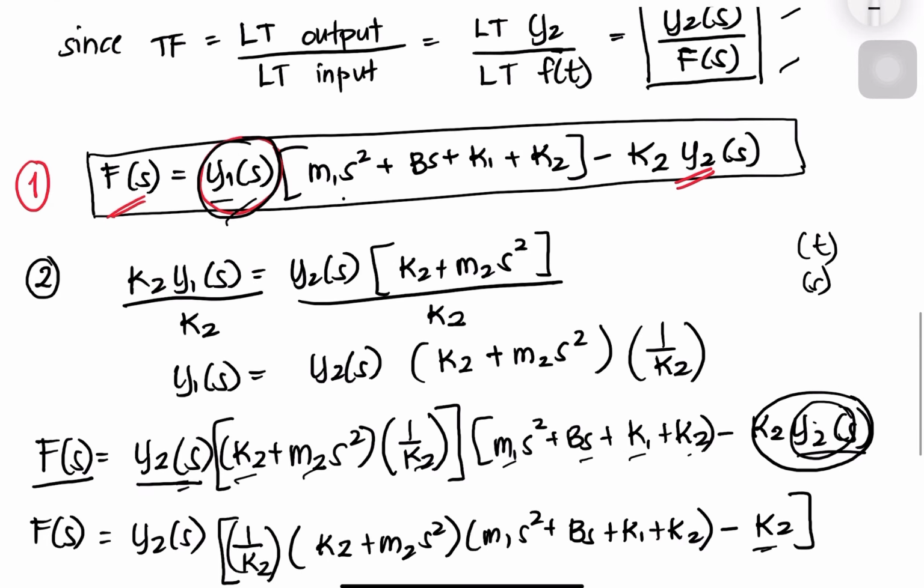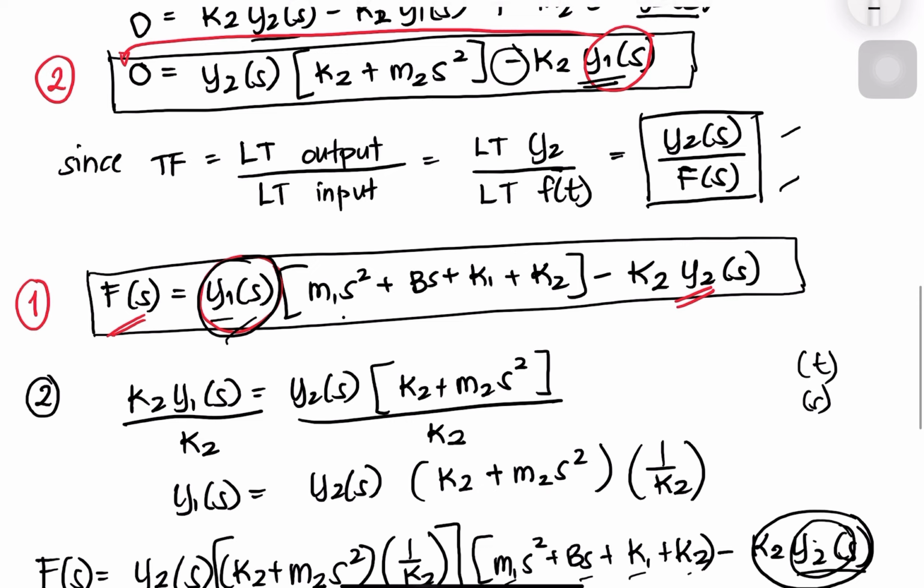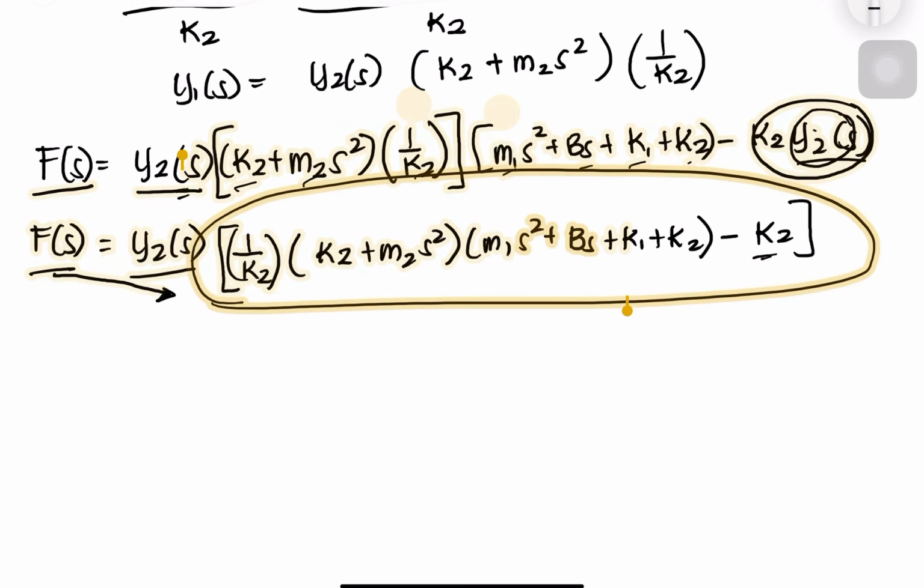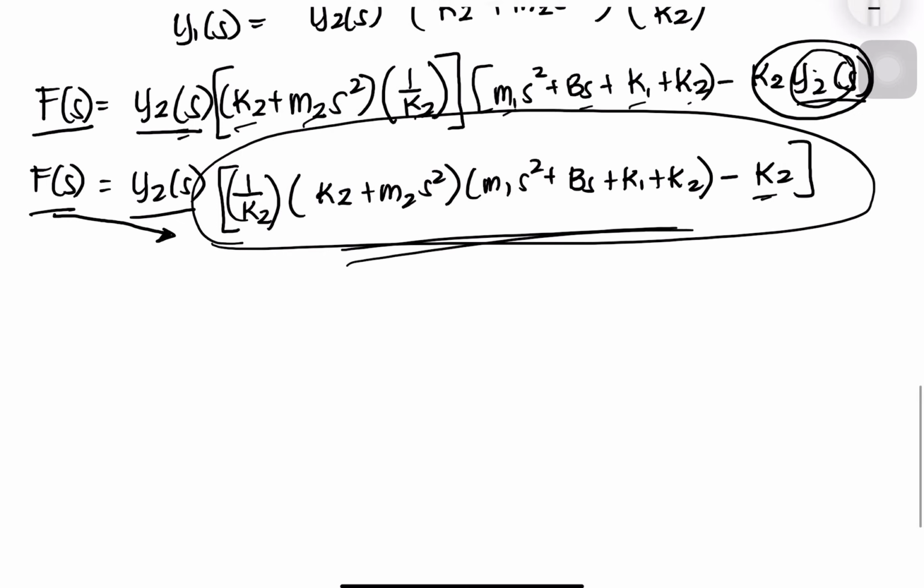And then, again, our transfer function, sabi is y2 of s over fs. So, we have here fs and y2 of s na factored out na. We just need to put f of s as a denominator to this and get rid of all of this. So, to get rid of all of this, we will divide both sides by this entire term. Okay? So, that will be y2 of s over f of s.